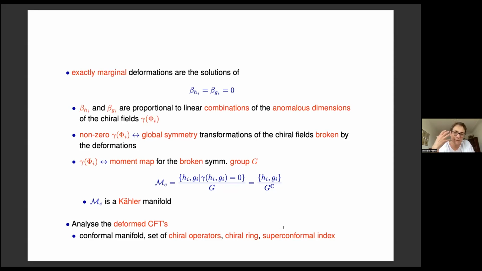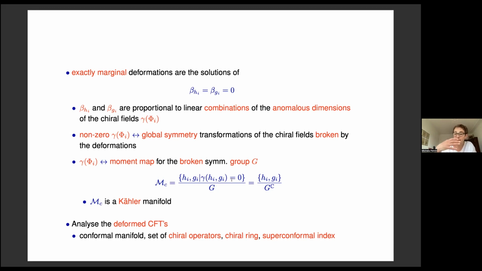So the gammas are actually moment maps for the broken global symmetry group G. So if we have a moment map, and the group G acts on a Kähler manifold, which is the case for couplings of N=1 CFTs, the solution of the moment map quotiented by the action of the group, because we want inequivalent deformations, will give a symplectic manifold, and this manifold is also equal to the quotient of all the deformations by the complexified gauge group.